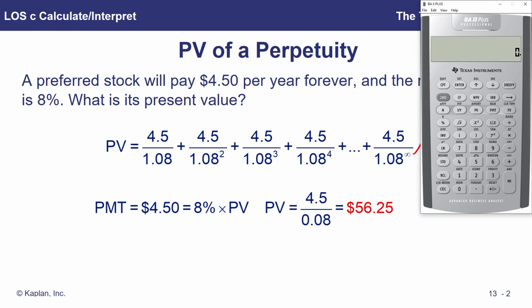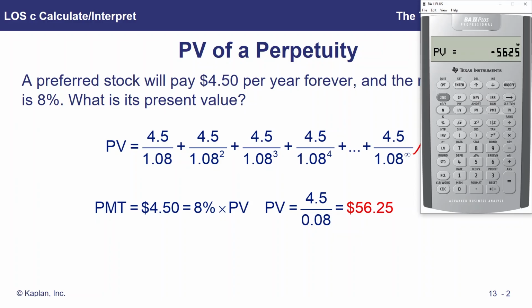The payment is 4.5. For N, I'm going to type 99999999999. I/Y is 8%, so 8 is I/Y. Compute PV. And oh, look at that, 5625. So you get very, very close to the correct answer. In fact, bang on the correct answer here.